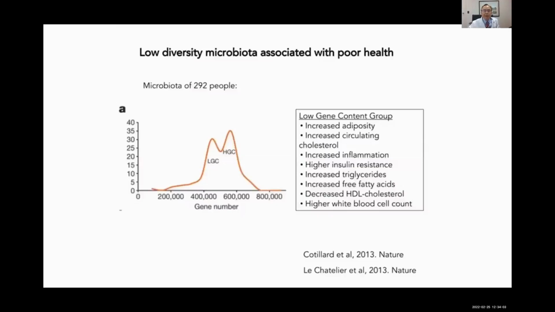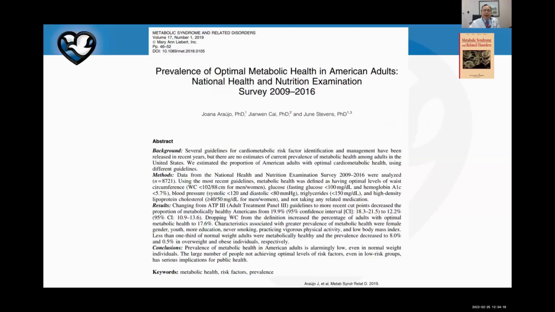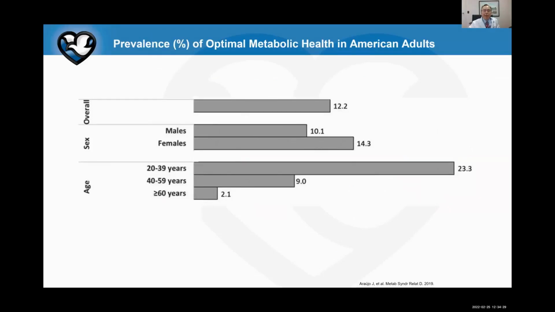Several papers here kind of reinforce how low diversity of microbiota is associated with poor health, including all these chronic medical conditions with increased inflammation, diabetes, lipid disorders. And does that explain why, as these authors reported for the years 2009 to 2016, only 12% of our US population had optimal metabolic health? And in fact, by the time you turn 60, that optimal health level was down to 2%. And that's looking at 5 variables: glucose intolerance, blood pressure, triglyceride level, HDL level, and your waist-hip measurement.